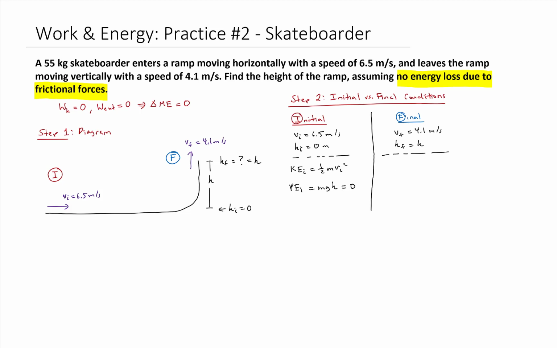Now we look at the final scenario or final conditions. We have KEF is equal to 1/2 mvf squared, and we have PEF being equal to mgh. So now we have our initial versus final conditions. Step number 3 is going to involve using an energy equation of some sort.